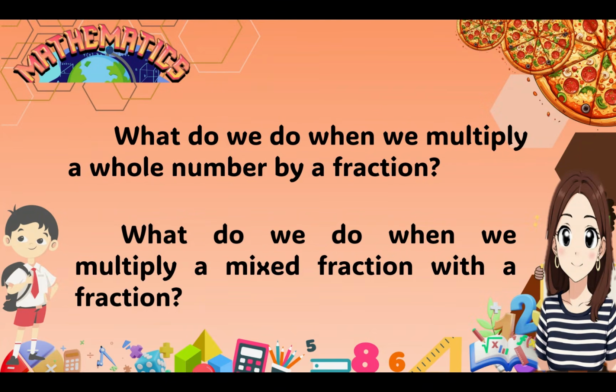Now, what do we do when we multiply a whole number by a fraction? In that case, we change first the whole number into a fraction by putting 1 as its denominator. Then proceed to multiplication. What do we do when we multiply a mixed fraction with a fraction? If it's a mixed number, you have to change it first to improper fraction before multiplying it to the other fraction.